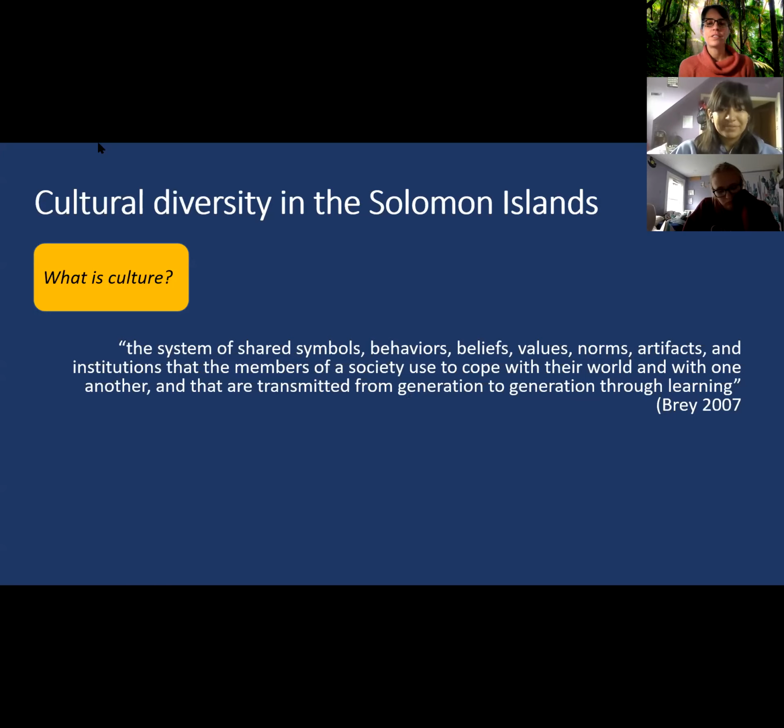So cultural diversity in the Solomon Islands. What about cultural diversity? Well, first we have to define culture, right? And here's one definition of culture: the system of shared symbols, beliefs, behaviors, values, norms, artifacts, and institutions that the members of a society use to cope with their world and with one another, and that are transmitted from generation to generation through learning. That's culture. It's also interesting to think of it in the sense of, do animals have culture? To think of that definition. But today we're thinking about people. So that's one reasonable working definition of culture.